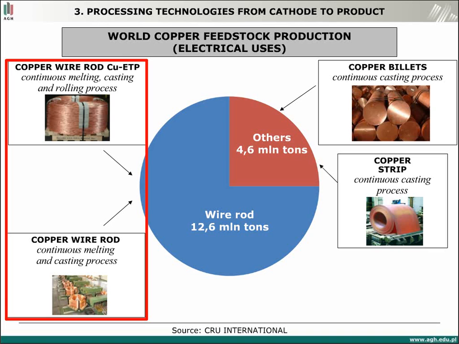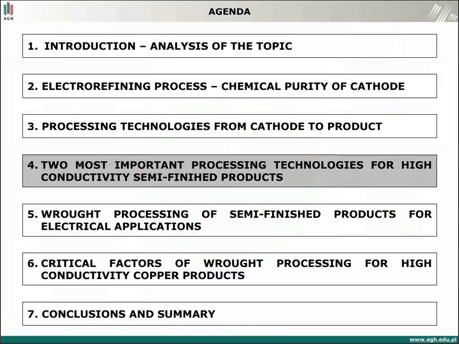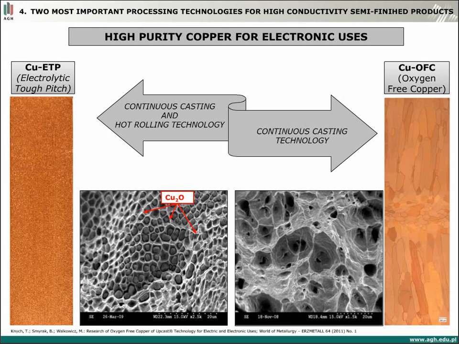That's why the next part of my today's speech concerns comparison between the two most important processing technologies for producing wire rods. As I mentioned earlier, the main difference between these two types of wire rods is the lack of oxygen in one of them. It leads us to a question whether this is the only difference between these two materials. Of course not, since the ideas behind the processing technologies are significantly different.